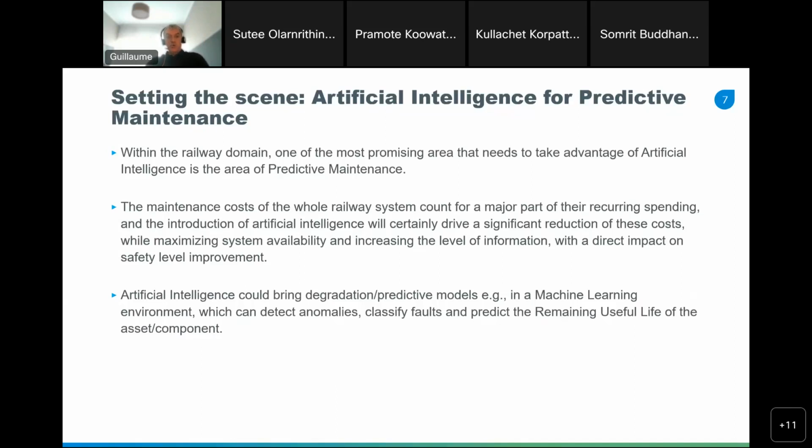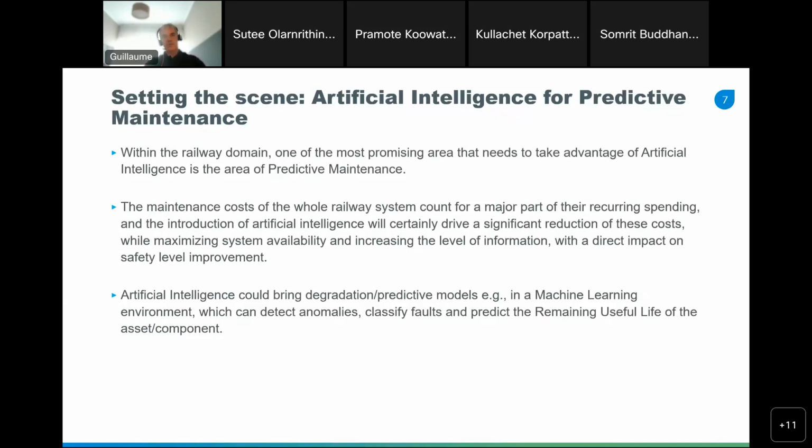AI for sure should and could bring some degradation models and predictive models in a machine learning environment, which can detect anomalies and classify the faults. So you need to address challenges regarding failure modes, failure states, and then predict the end of life, also known as the remaining useful life of the assets or components of the assets. So it's very important first to set the scene before going down into the AI for PM.